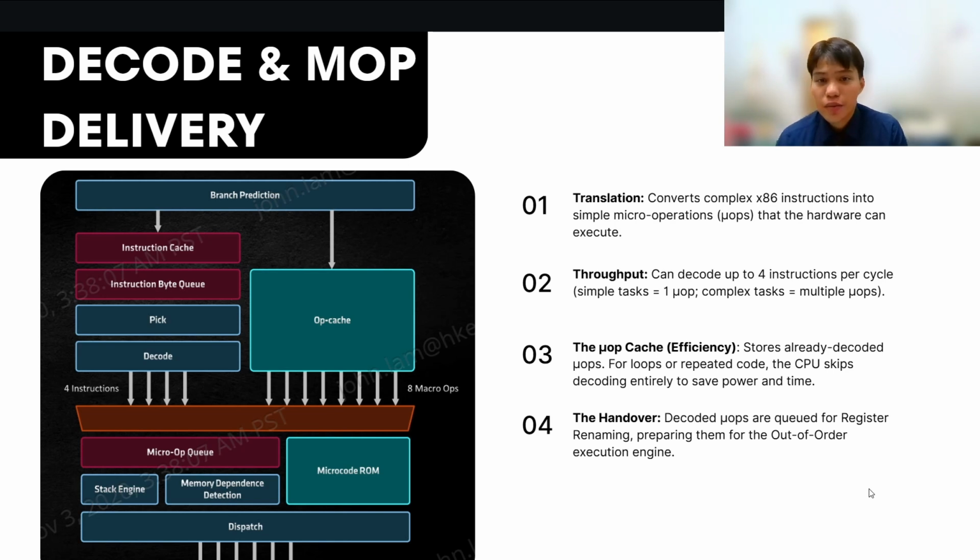When it stores already decoded micro-ops for loops or repeated code, the CPU skips decoding entirely to save power and time, meaning it promotes efficiency. Next, the handover. The decoded micro-ops are queued for register renaming, preparing them for the out-of-order execution engine.